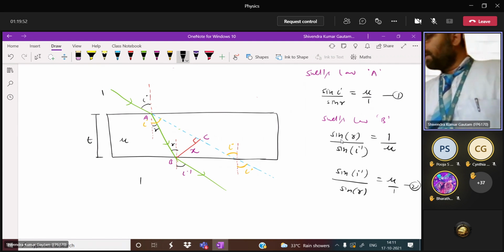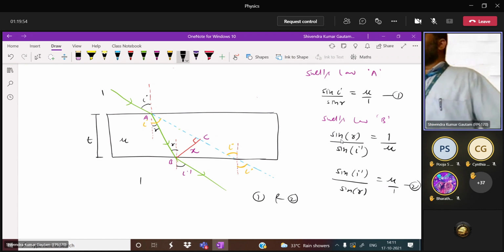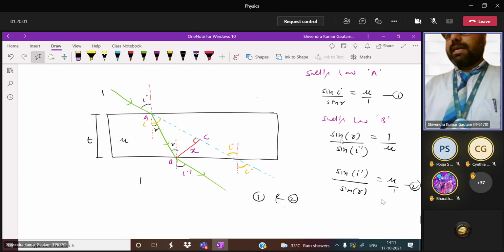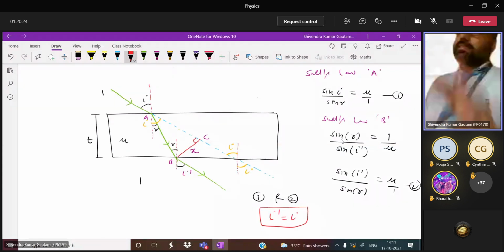Compare equation 1 and 2. Is the right side same or not? Mu by 1. If the right side is same, then the left side should also be same. Sin r is same, so sin i dash should be equal to sin i, which means i dash equals i. Then we can say that these rays are parallel.